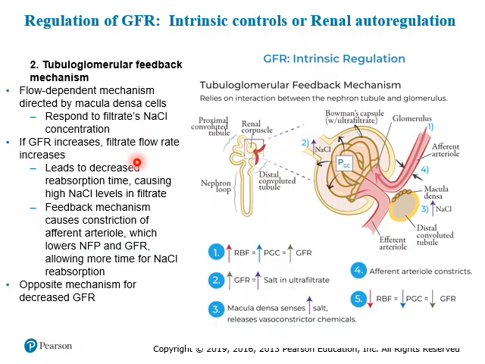Then again, let me repeat it again. That's why I put it here. It's a different explanation of just what I said. If the GFR increases, the filtrate flow rate increases. It leads to decreased reabsorption time, causing a high sodium chloride level in the filtrate. So the feedback mechanism causes constriction of the afferent arteriole, which lowers the net filtration pressure and GFR, allowing more time for sodium chloride reabsorption, which is the opposite of the mechanism that happens if there's a decreased GFR.